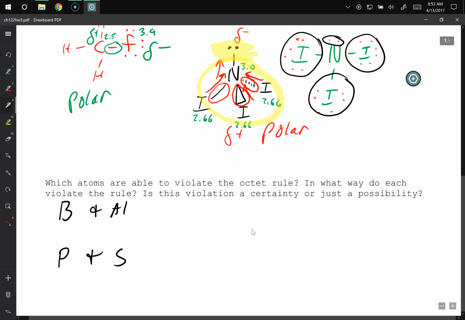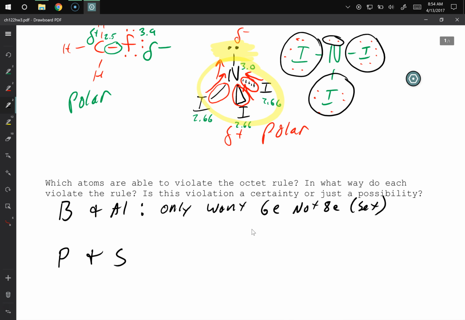So how do the aluminum and boron violate the rule? They only want 6 electrons, not 8 electrons. And this one's set. This is not a possibility. This is how it is for those 2 atoms. Why is it like that for those? If you look at their position on the periodic table, you've got them 3 away. And so what they're really looking to do is lose 3 electrons or make combinations with the 3 electrons that they already have. And it's a violation of a rule.